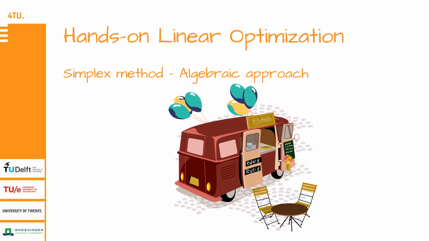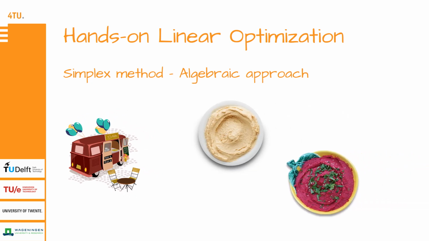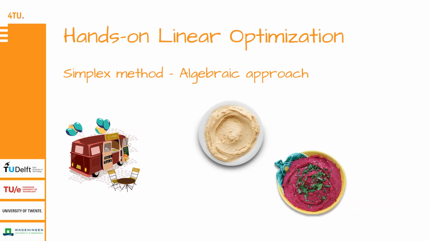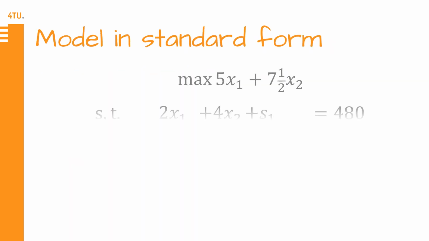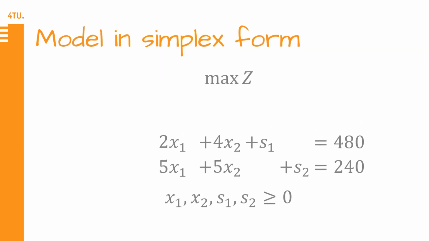Let's use the simplex method in algebraic form to maximize the profit of the company Optimal Humus. Recall the model in standard form for the humus problem. To transform this model to a system of equations, we first add the objective function as an extra equation where z represents the objective function value. Now the model is in simplex form.